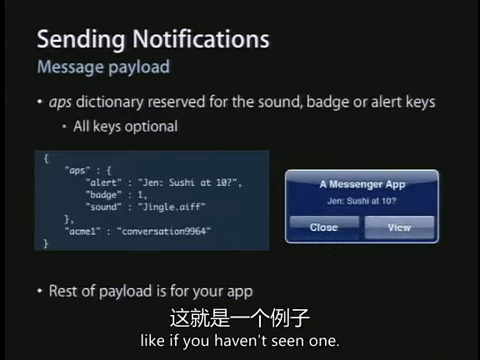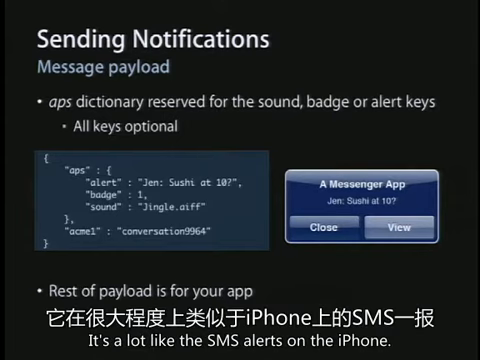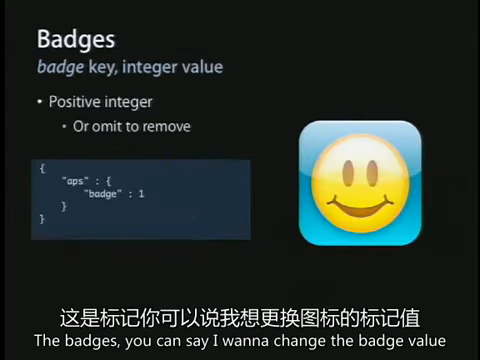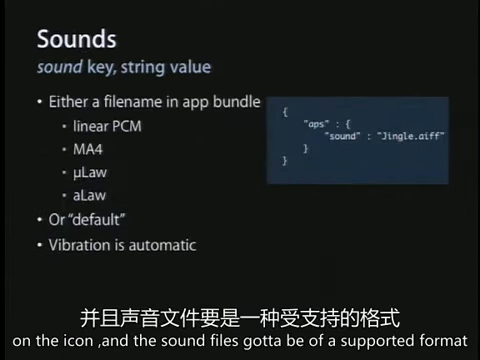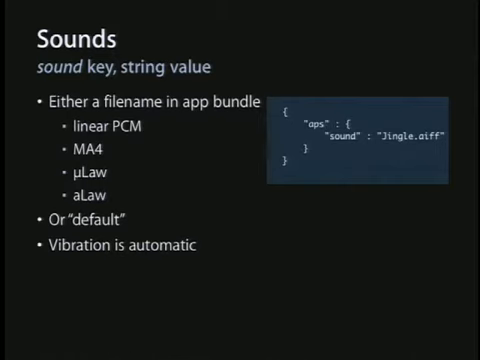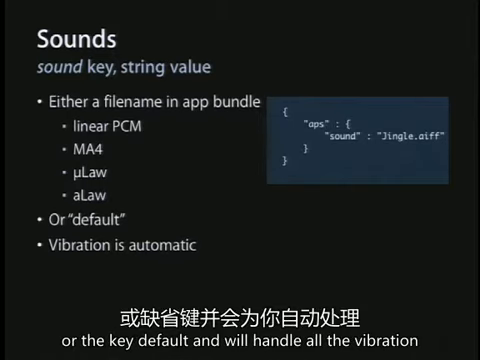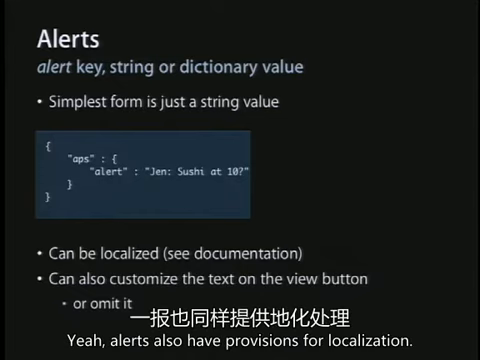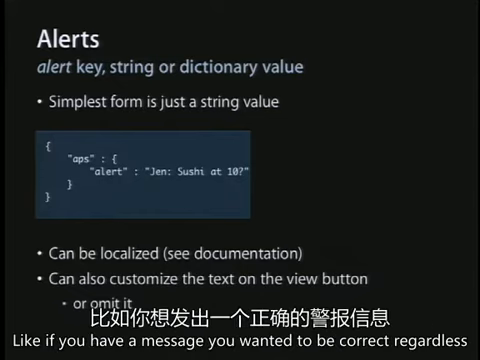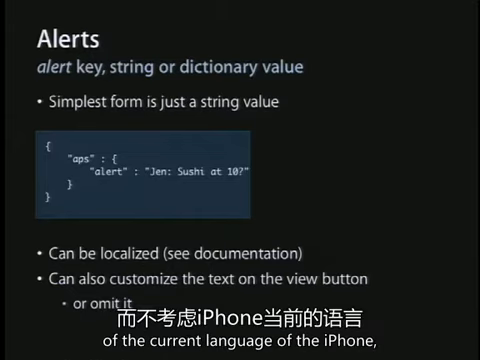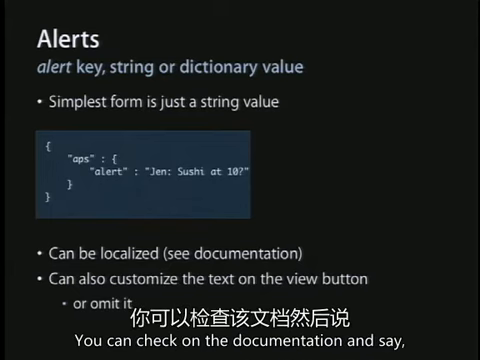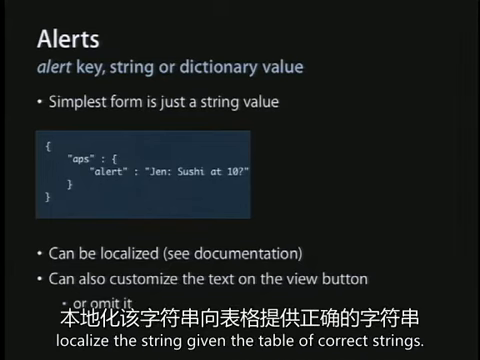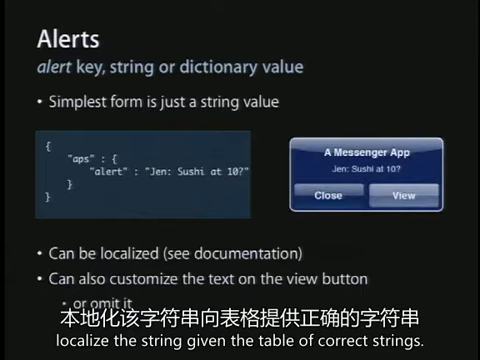And this is what an example alert looks like if you haven't seen one. It's a lot like the SMS alerts on the iPhone. The badges, you can say, I want to change the badge value on the icon. And the sound file's got to be of a supported format or the key default, and we'll handle all the vibration for you automatically. Alerts also have provisions for localization. Like if you had a message that you wanted to be correct regardless of the current language of the iPhone, you can specify certain keys you can check in the documentation to say, localize this string given a table of correct strings.